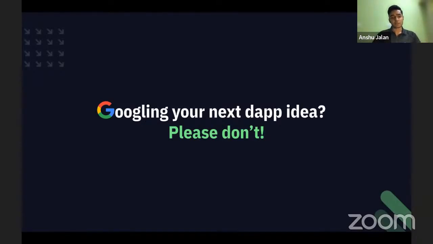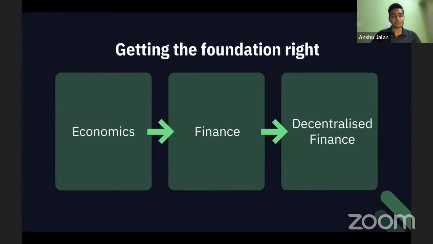So now you might ask, okay, well, Google is out of the equation. What should I do to generate an idea? Well, to go from 0 to 1, you must first start at 0. And starting at 0 means you need to get your foundation right. Go ahead, get a basic understanding of economics, finance, and finally decentralized finance. That's finance on the blockchain.